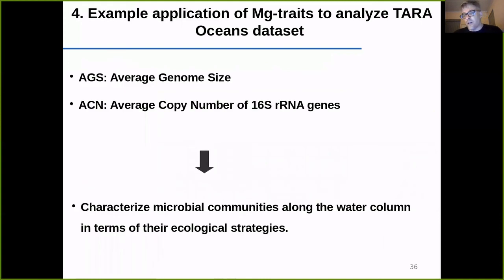So this is actually not new. It has already been observed, and is in agreement also with the ecological conditions that are known to occur along the water column. But what is relevant for us here is that we show how these very simple metagenomic functional traits, which can be easily computed from unassembled short-read data, characterize microbial communities, in this case along the water column, in terms of their ecological strategies.